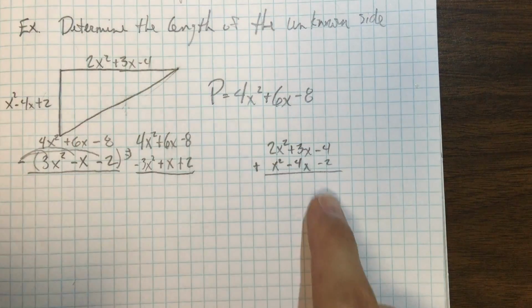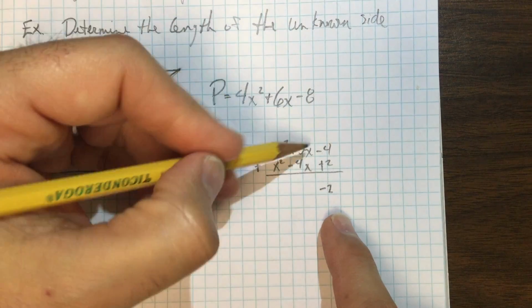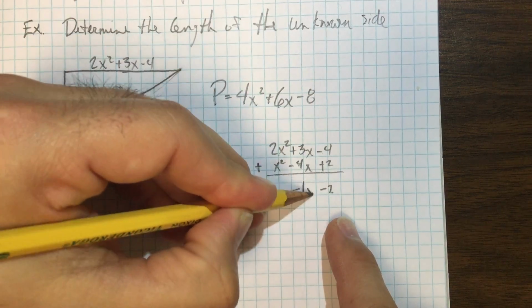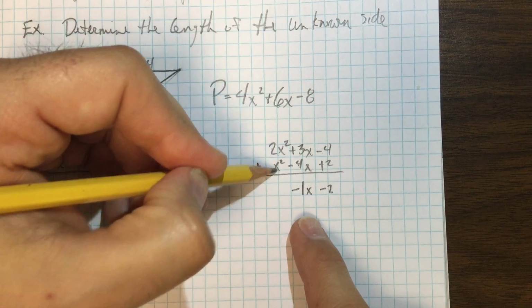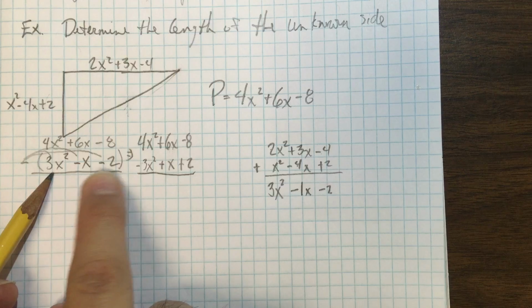And when I do that, I'm sorry, that's a plus 2. Negative 4 plus 2 is minus 2. 3x minus 4x is negative 1x. 2x squared plus x squared is 3x squared, which is exactly what I end up with right here.